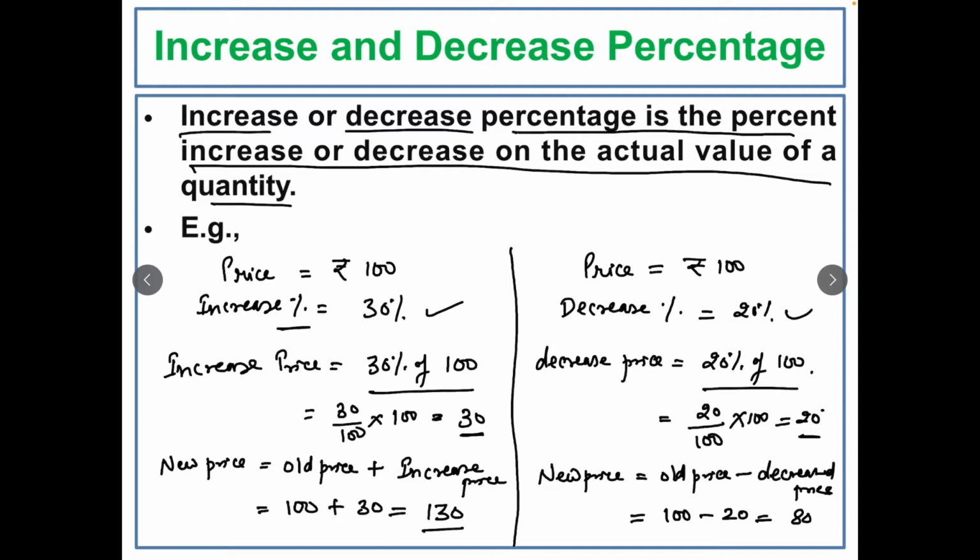So that's how we calculate the increase or decrease price, or you can say the increase or decrease percentage, on the value of any article. In a similar way, you can calculate for any other article or product. In case of increase, we have to add the increased price to the old price, and in case of decrease, we have to subtract the decreased price from the old price. In a similar way, you can calculate for the other questions.